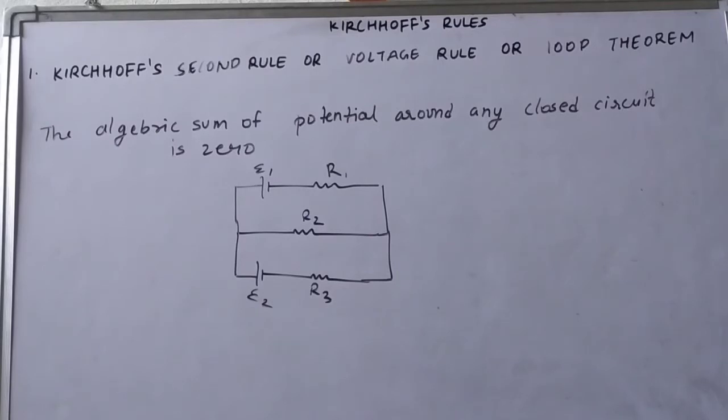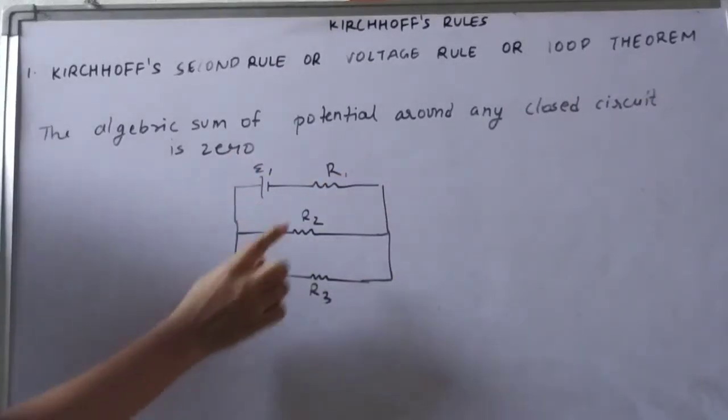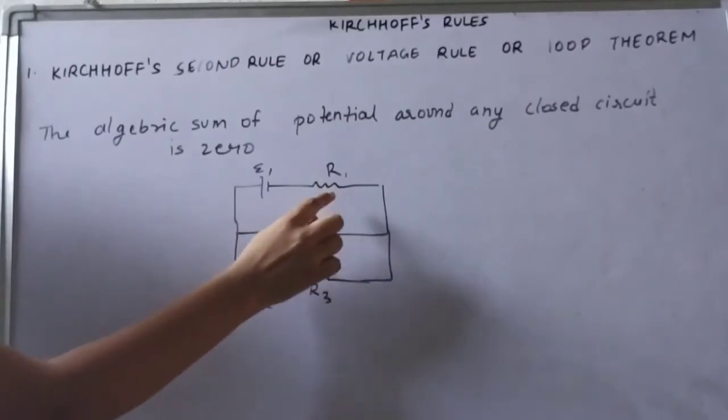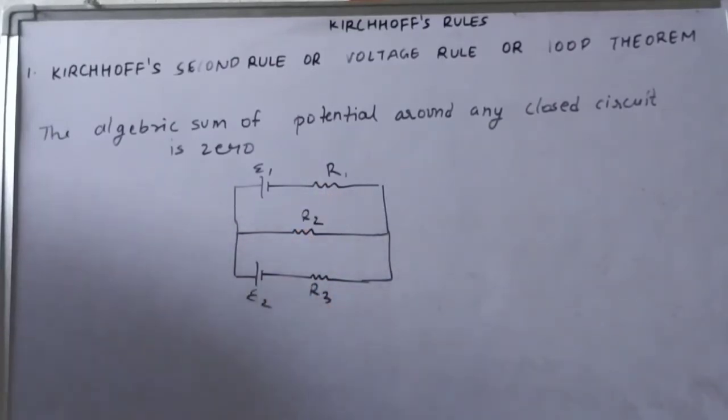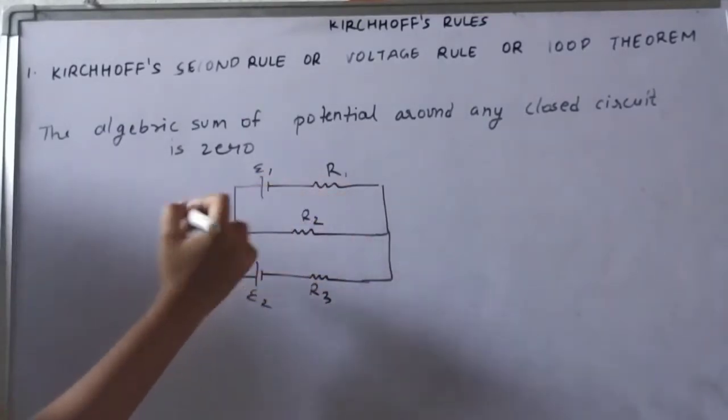Now Kirchhoff's second rule is called either the voltage rule or the loop theorem. In this, the algebraic sum of potential around any closed circuit is 0. Here we have taken a closed circuit with EMFs E1, E2, and three resistors R1, R2 and R3. Now we will allow the current to pass through the circuit diagram. Here we have to make the loop.